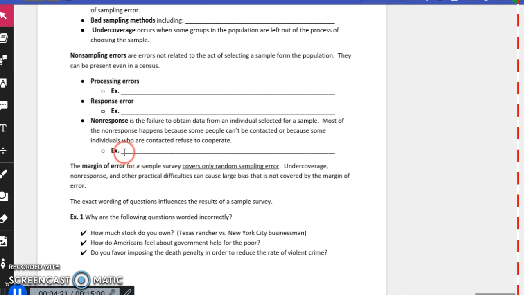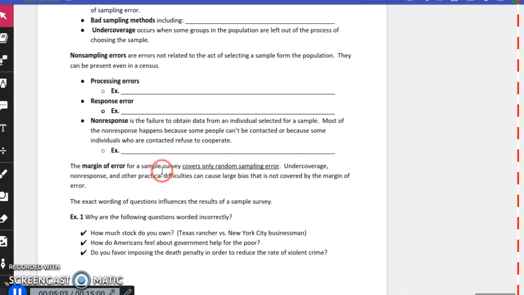So examples would be almost the same as what I said before, so I'm going to change things. The non-response error would be not responding to the email, hanging up when somebody calls, not answering questions. The response error, sorry about that, would be they respond but not truthfully. So we've got people who are lying, or they don't know the answer but they say something anyway. That is the response error.